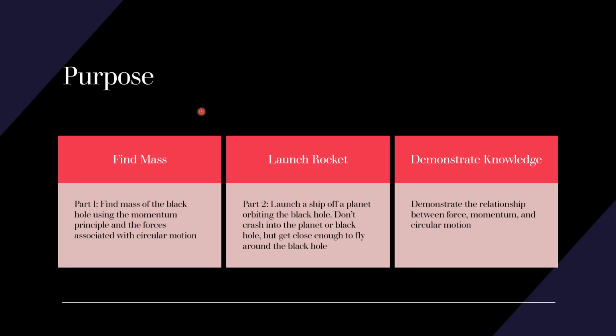So in the first part of this lab, the purpose is to find the mass of a black hole, and we're going to need to use the momentum principle and the forces that are associated with circular motion. The second part, we're going to launch a ship off of a planet that orbits a black hole, and so we want to get close to the black hole, but we also don't want to crash into either the planet or the black hole. Finally, we want to demonstrate our knowledge of the relationship between force, momentum, and circular motion.